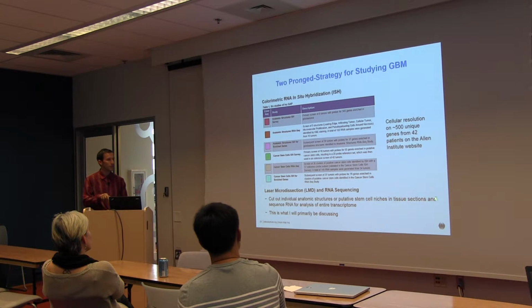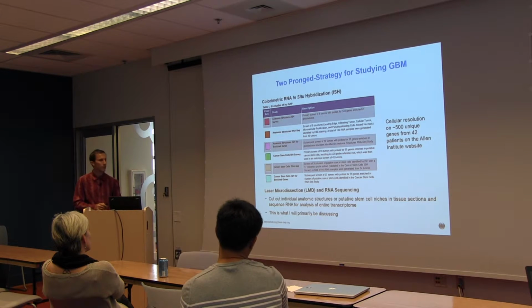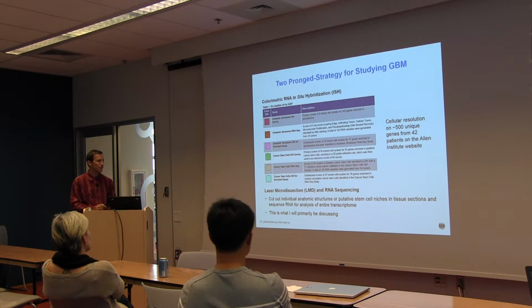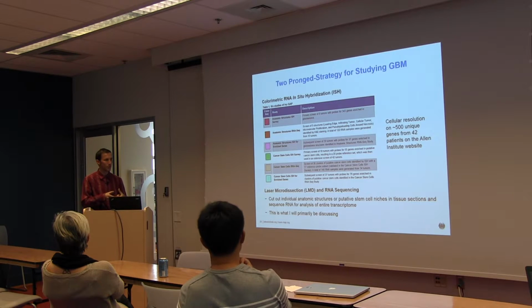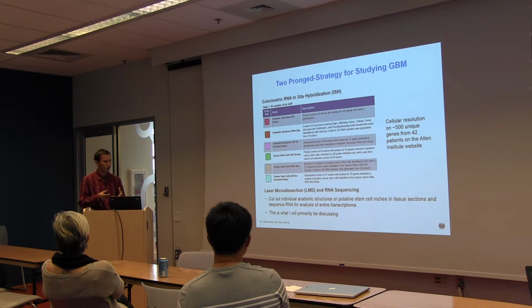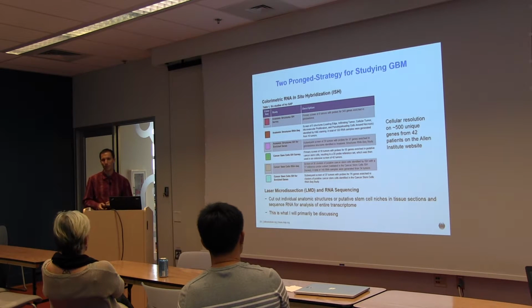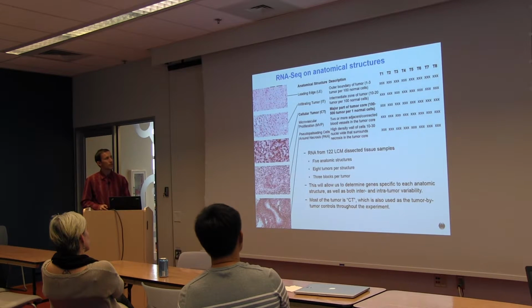The other component is laser microdissection and RNA sequencing, where basically you cut out individual anatomic structures or stem cell niches in tissue sections and then sequence them to look for the entire transcriptome using RNA-seq, as I talked about earlier. And this is what I'll talk about mostly. This RNA sequencing data was split into 2 different parts.